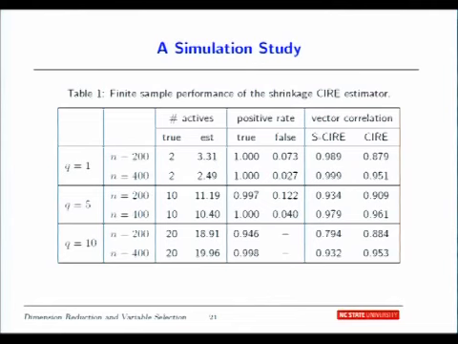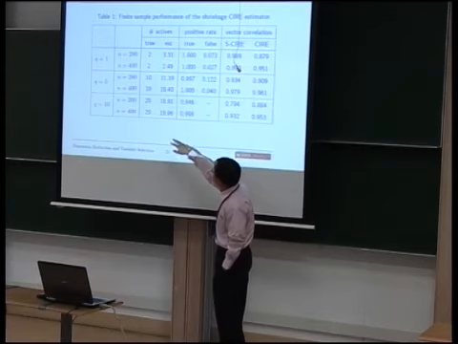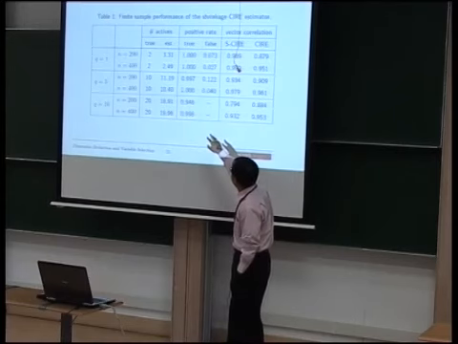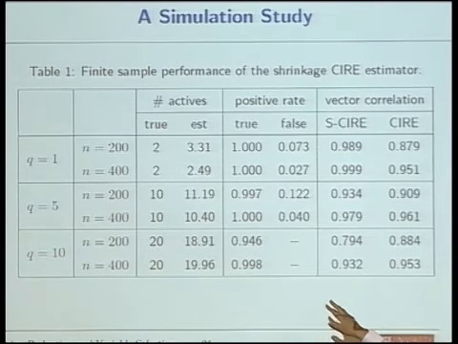You can see this table summarizes the average results based on 100 replications. I report the true number of active variables and the estimated number, which you can see are pretty close. The true positive rate is pretty high in all cases, and the false positive rate is relatively low. And the last column reports how good the basis estimate is. Again, you see the method works reasonably well.